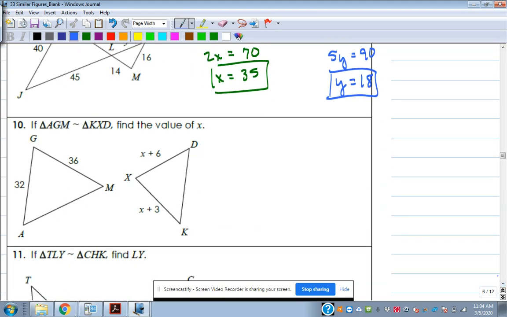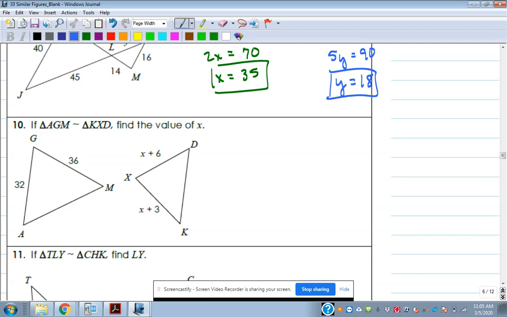All right, let's get one that's got some a little more math in it. Triangle AGM is similar to triangle KXD, and that KXD has got some expressions in it instead of just letters. So let's set up and see if we can get something going here.